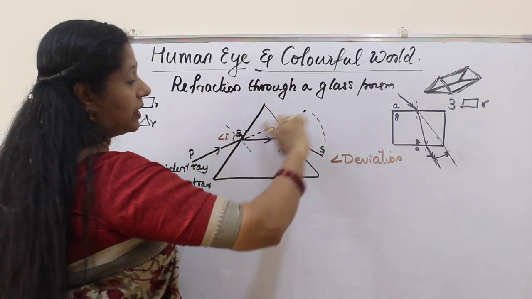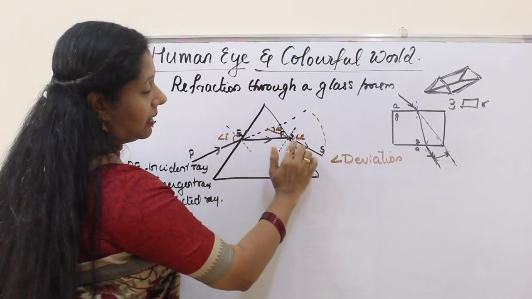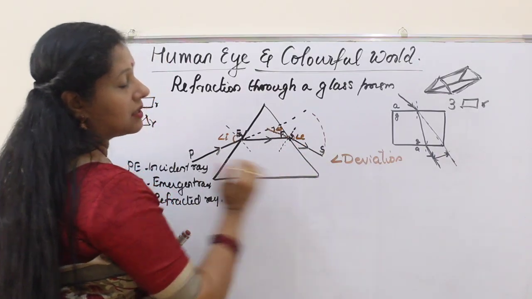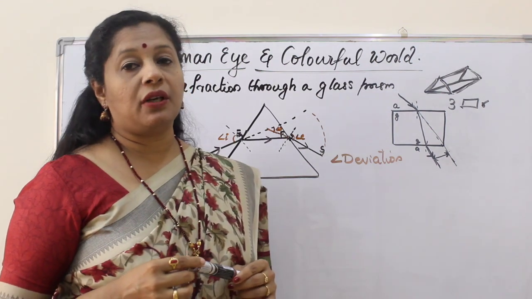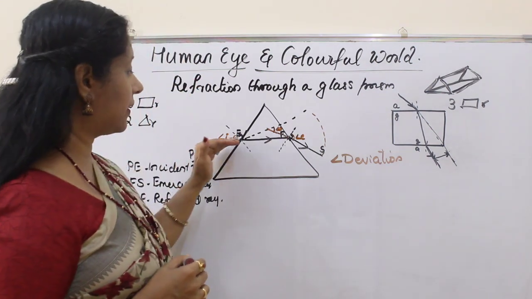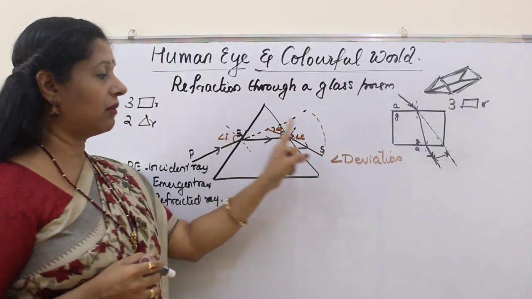So instead of going straight, it is bending towards the base of this prism. So the emergent ray is towards the base of the prism. So this diagram is important. You should learn to mark all the incident ray, refracted ray, emergent ray, angle of deviation, angle of incidence, angle of emergence.